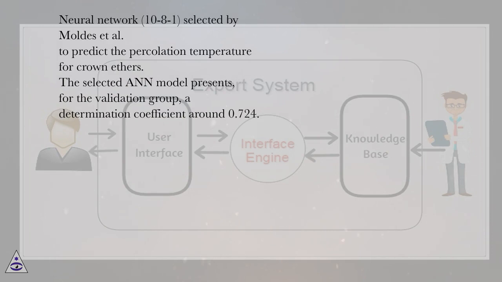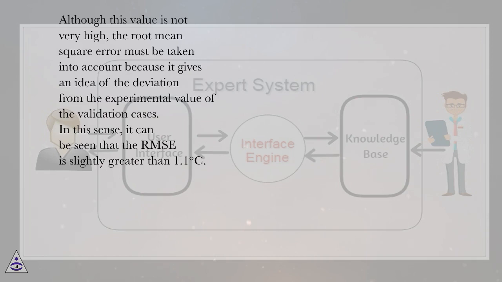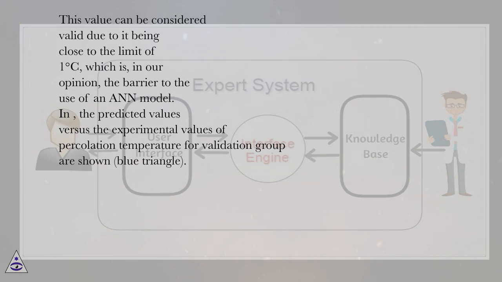The selected ANN model presents, for the validation group, a determination coefficient around 0.724. Although this value is not very high, the root mean square error must be taken into account because it gives an idea of the deviation from the experimental value of the validation cases. In this sense, it can be seen that the RMSE is slightly greater than 1.1 degrees Celsius. This value can be considered valid due to it being close to the limit of 1 degree Celsius, which is, in our opinion, the barrier to the use of an ANN model.